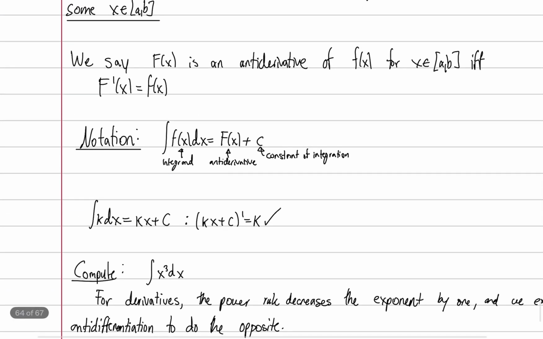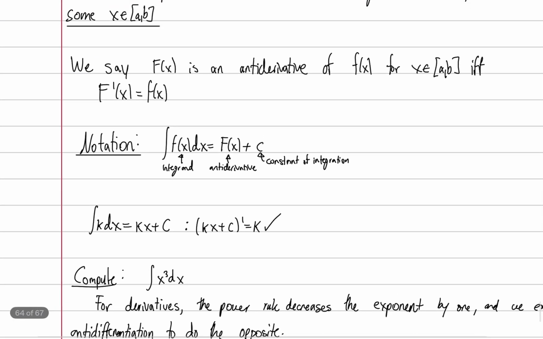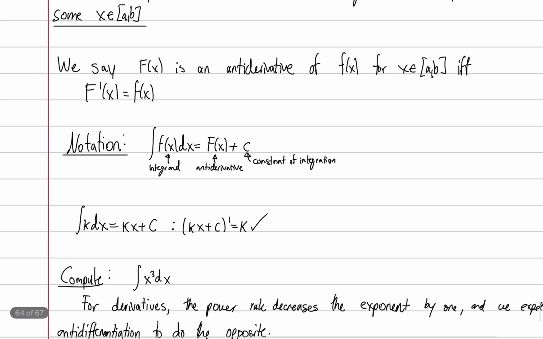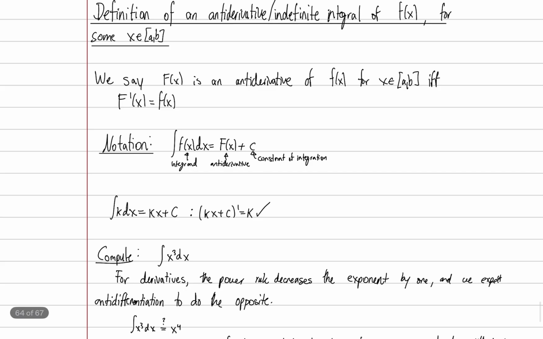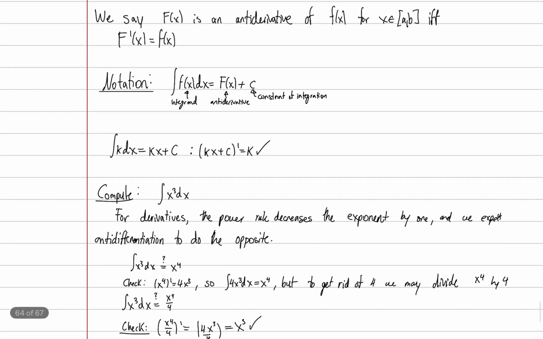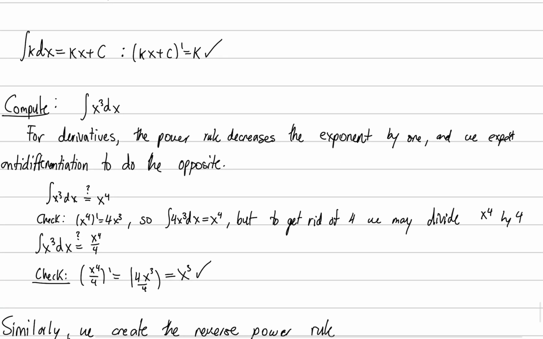So here's an example. Compute the integral of x cubed dx. For derivatives, the power rule decreases the exponent by 1, and we'd expect anti-differentiation, the inverse, to do the opposite. So is the antiderivative of x cubed x to the power of 4? Let's check. The derivative of x to the power of 4 is 4x to the power of 3. So the antiderivative of 4x cubed dx is x to the power of 4. But this isn't what we're looking for. We're looking for x cubed.